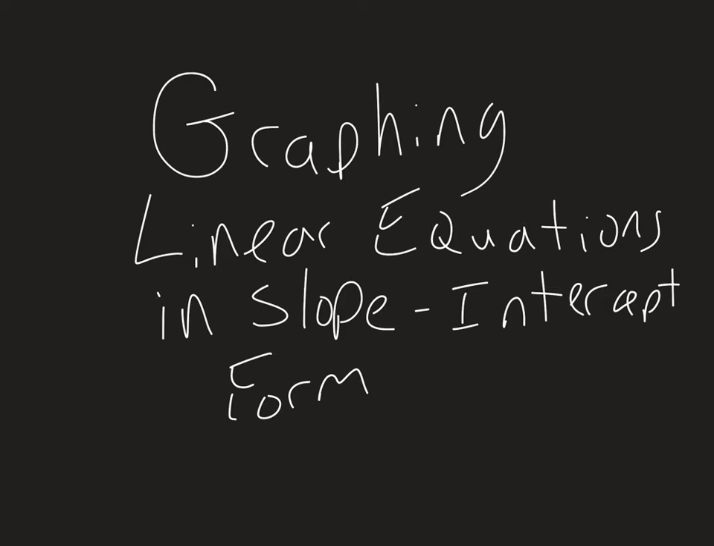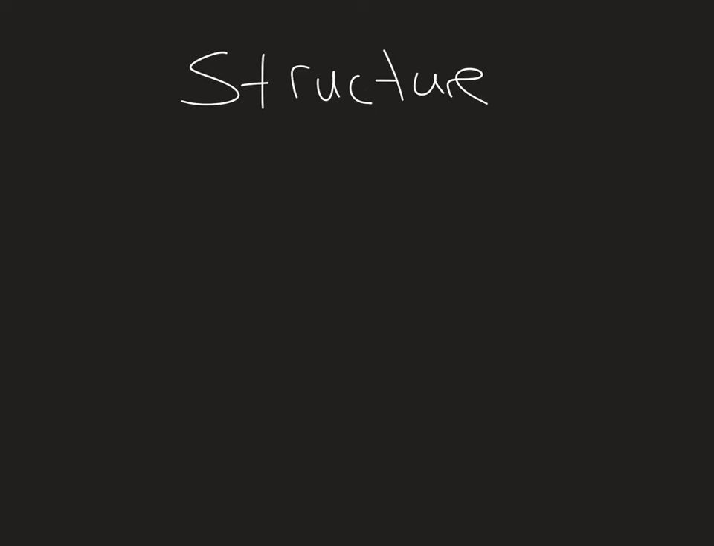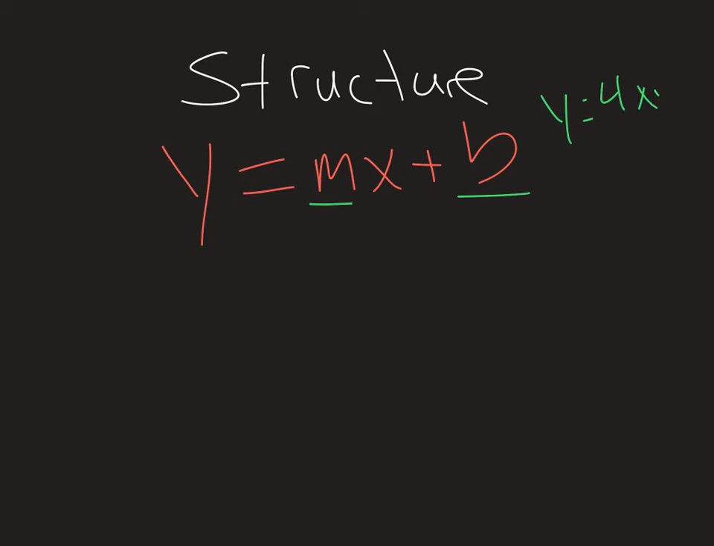In this video, we'll talk about graphing linear equations that are in slope-intercept form. So let's talk about slope-intercept form. Its overall structure: you'll have y equals mx plus b, where m and b will be given values. For example, y equals 4x plus 7. This would be written in slope-intercept form.